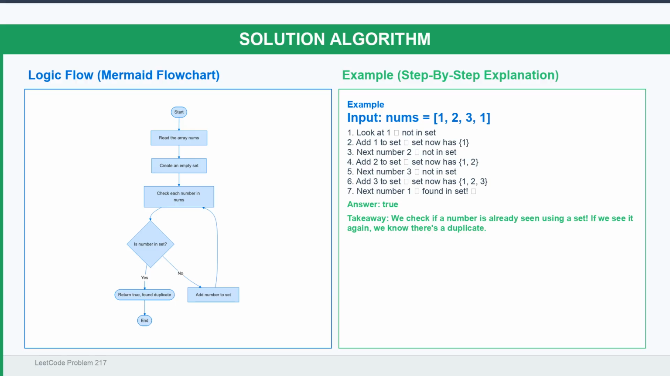The time complexity here is O(n), as we make a single pass through the array, and the space complexity is also O(n), in the worst case if all elements are unique. Here's a quick look at the Python code that implements this logic. By following these steps carefully, you can effectively determine if duplicates exist in the array.